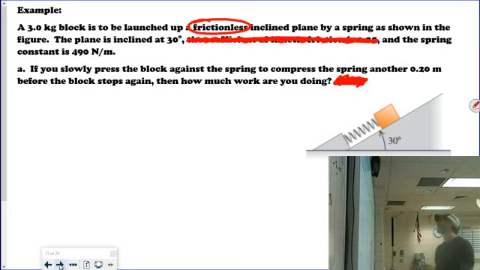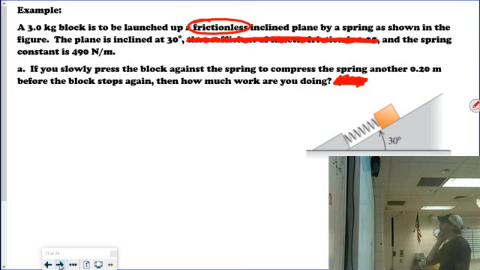So the plane is inclined at 30 degrees, and the spring constant is 490 newtons per meter. All right, so in part A, what we're going to do is slowly press the block against the spring to compress the spring another 0.2 meters before the block stops again. And the question wants to know how much work you're doing.